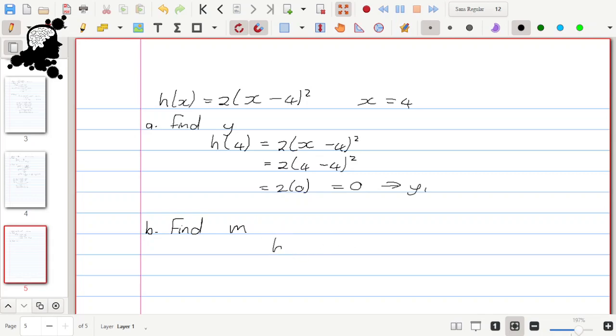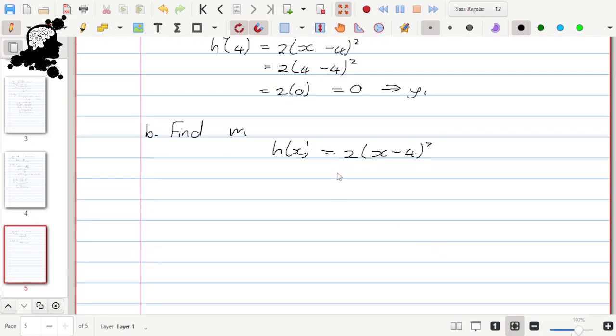So we are given h of x equals 2 into x minus 4 all squared. Before we can find our derivative, we need to multiply out the brackets. This is going to give us 2 into x squared minus 8x plus 16. If I multiply out the brackets, this is going to be 2x squared minus 16x plus 32.